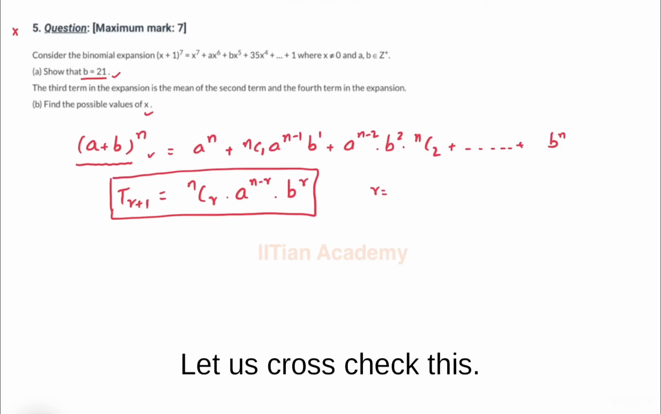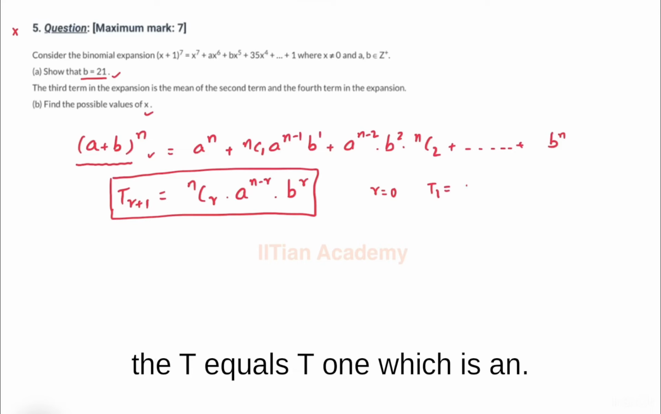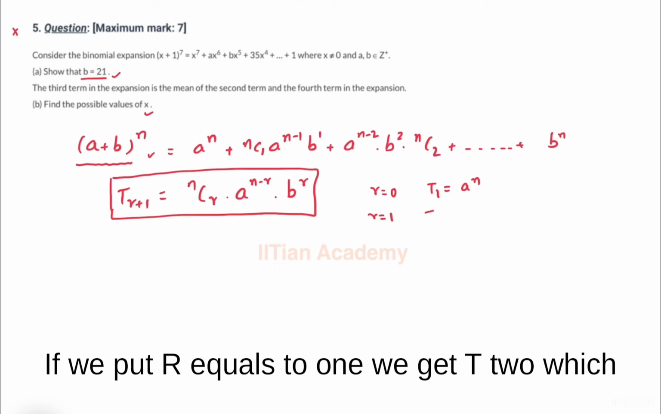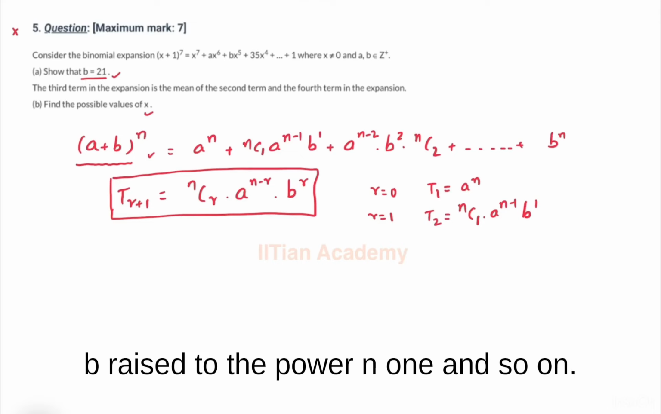Let us cross check this. If we put r equals 0, we get T1, which is a^n. If we put r equals 1, we get T2, which is nC1 a^(n-1) b^1, and so on.